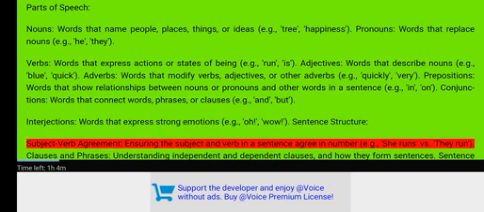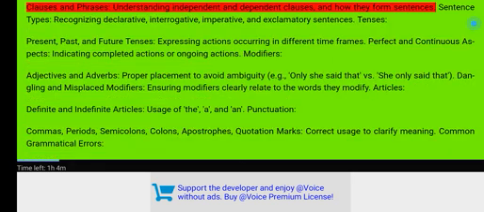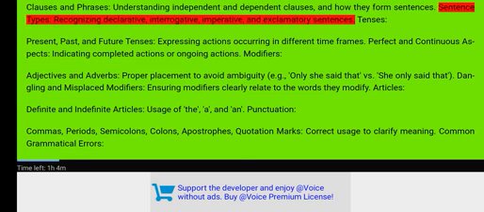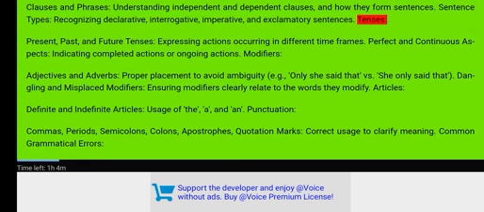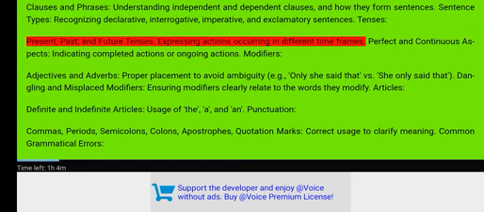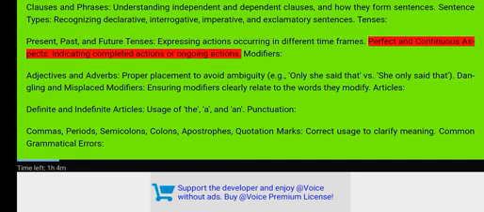Sentence structure. Subject-verb agreement, ensuring the subject and verb in a sentence agree in number, e.g., she runs, versus they run. Clauses and phrases, understanding independent and dependent clauses, and how they form sentences. Sentence types, recognizing declarative, interrogative, imperative, and exclamatory sentences. Tenses. Present, past, and future tenses, expressing actions occurring in different time frames. Perfect and continuous aspects, indicating completed actions or ongoing actions.